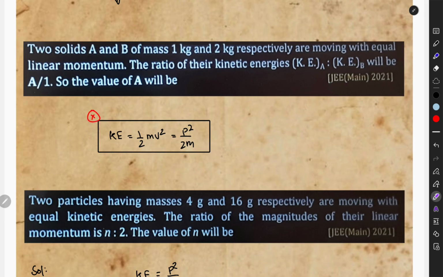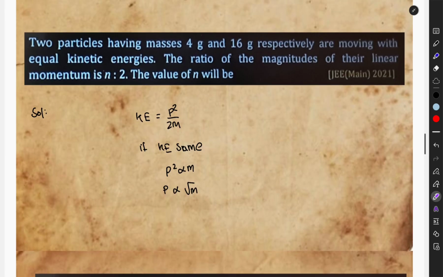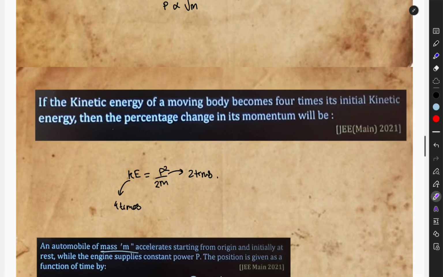Two solids A and B of mass 1 kg and 2 kg respectively are moving with equal linear momentum. The ratio of the kinetic energy will be A by 1. What will be the value of A? So basically this is the relation between kinetic energy and the momentum. Just put the values here and find the ratio of kinetic energy. I think this is pretty simple. This is the same type of question. Take a screenshot and please do it.